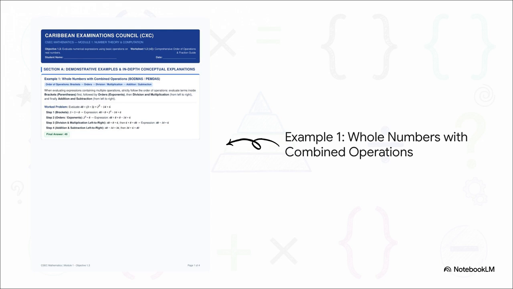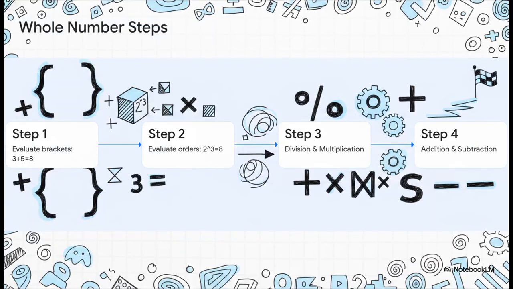48 divided by, open bracket, 3 plus 5, close bracket, times 2 cubed minus 14 plus 6. I mean, without our blueprint, this looks completely chaotic. Do we add first, do we divide first? It's a total mess. But let's apply our BODMAS rule and watch the chaos just kind of disappear. Okay, let's walk through this methodical, step-by-step breakdown.